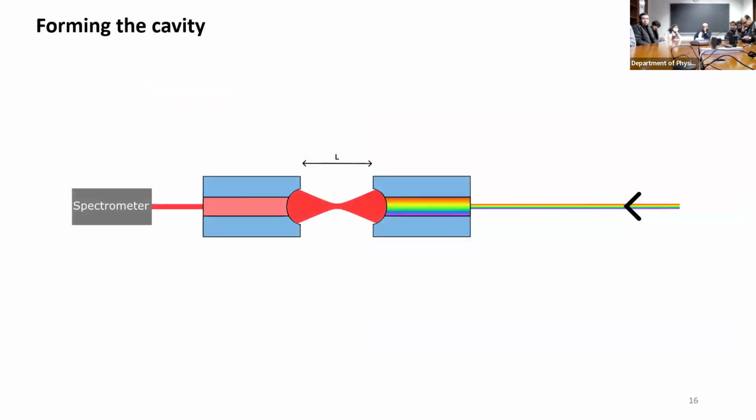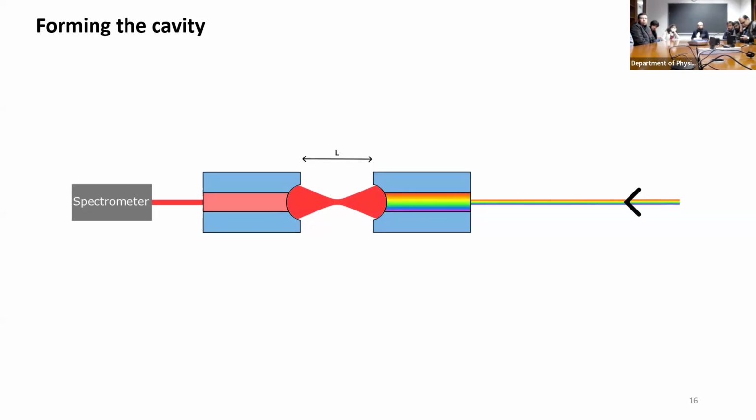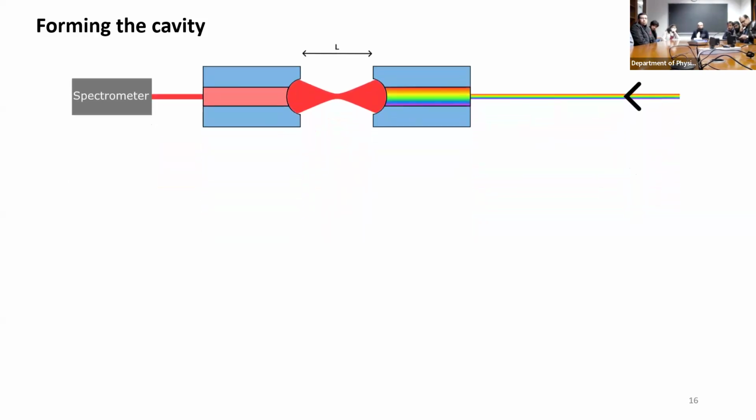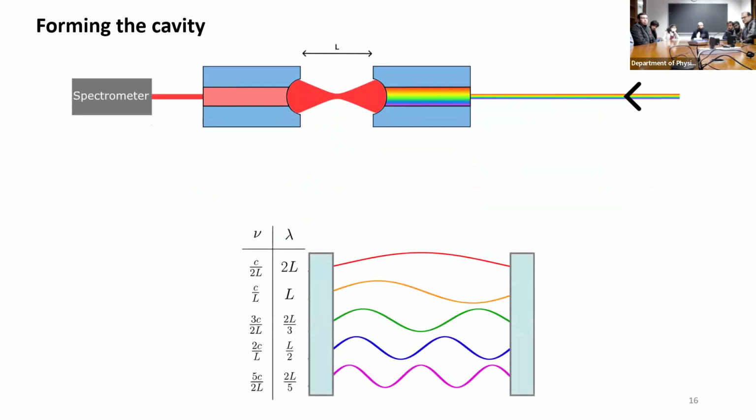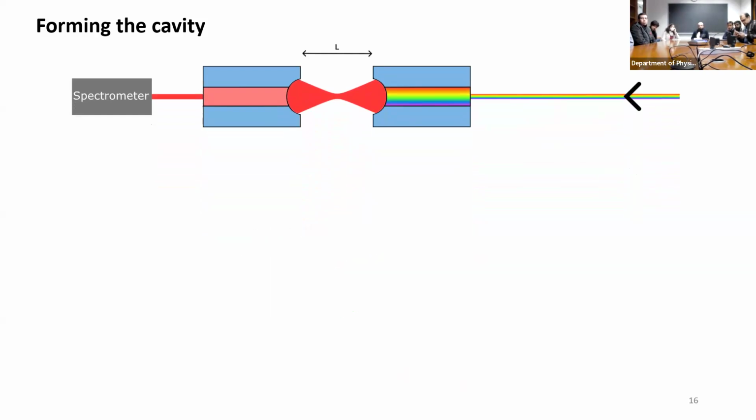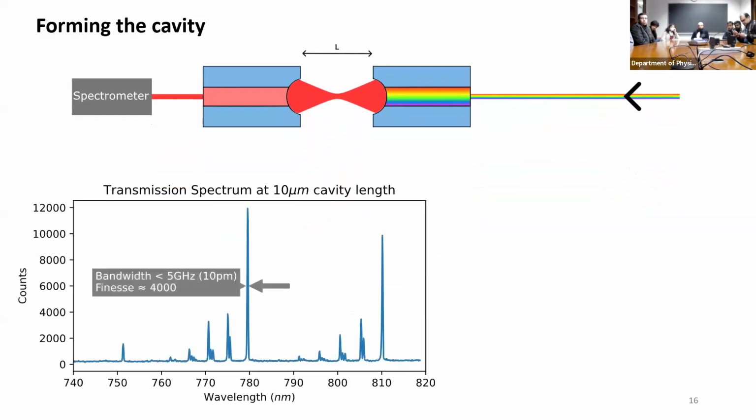The first thing we do is form a cavity. We send in broad-spectrum light, white light, then adjust the cavity length and check the spectrum on the other side to see what wavelengths of light are transmitted. In principle, only certain wavelengths should transmit, so you should only see certain peaks, as I mentioned before in the second slide. And that's what I see. This is my transmission spectrum.